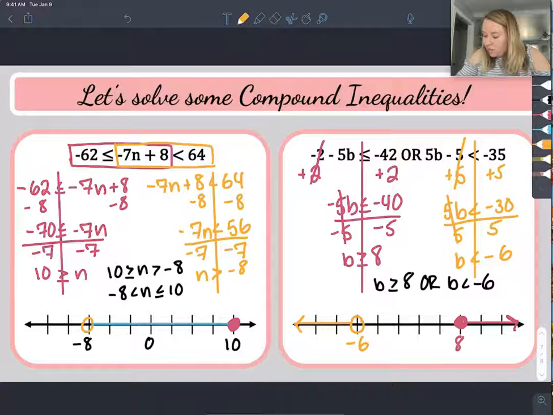And if you wanted to, you could also go ahead and add in a 0 if you wanted to kind of give an idea of where they are on the number line. Okay? Here we go. There's our 2 answers for that one.